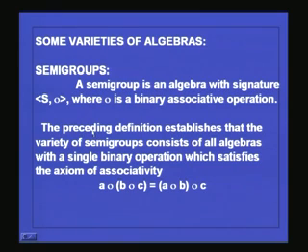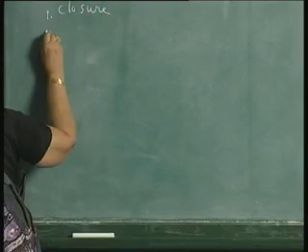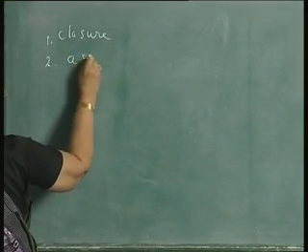So, we see that the variety of semigroups consists of all algebras with a single binary operation which satisfies the axiom of associativity, that is (a dot b) dot c is equal to a dot (b dot c). So, two points have to be clear for a semigroup. One is closure, the second is associativity.